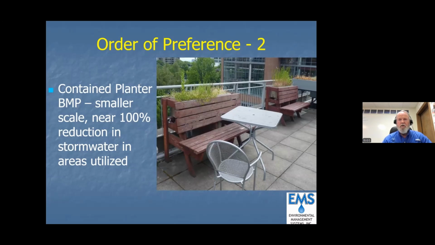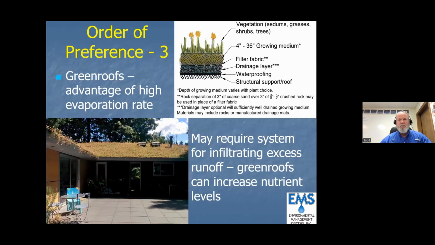Here's another one. We're talking about vegetation, various types of sedums, grasses, shrubs, trees, and the growing medium in order to do that. You may or may not have a green roof, but green roofs can be used effectively to capture and treat that effluent before it gets to the downspout and further use.